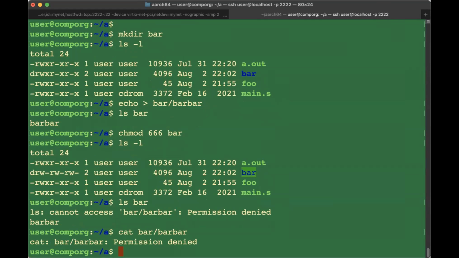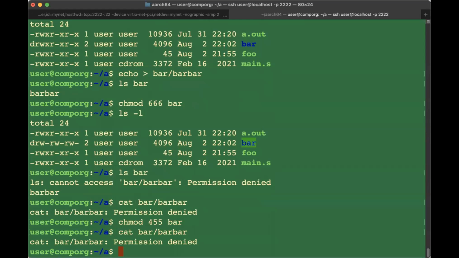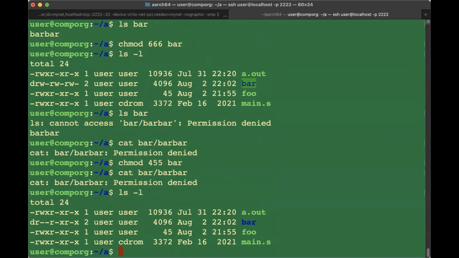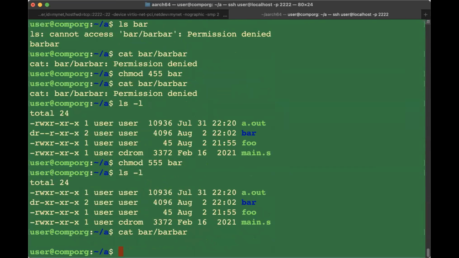So let's get this back. Chmod 455 bar. And now can we see that? Still can't. Let's see, what did I make the permissions? Oh, I don't have permission to see what's in the directory. So let's make that 555. And now I can cat bar, bar, bar. Okay.